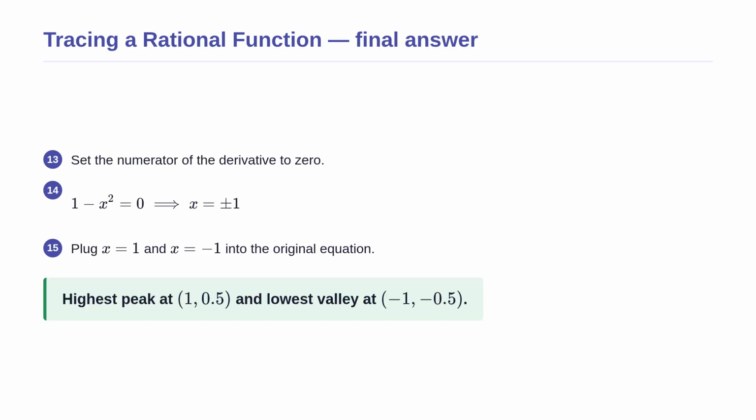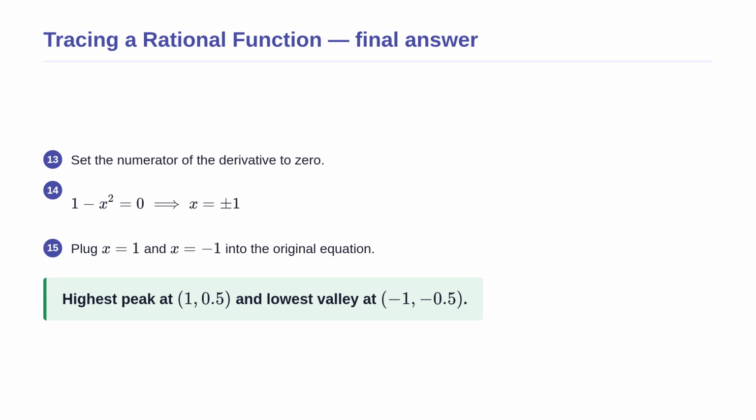To find exactly where the hill is perfectly flat, we set the numerator of our derivative to 0. A fraction is only 0 when its top part is 0. A slope of 0 means the curve has stopped going up and is about to go down, or vice versa. Solving this simple algebraic equation gives us two critical points, positive 1 and negative 1.